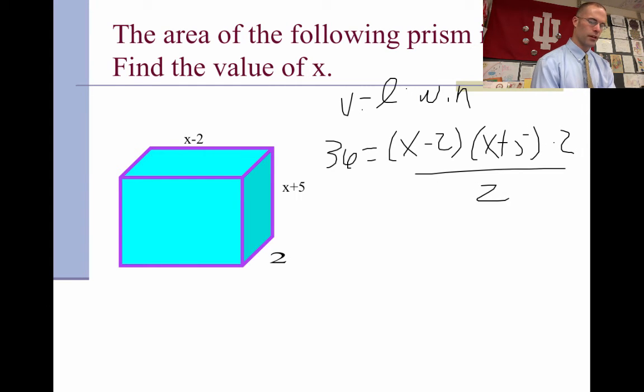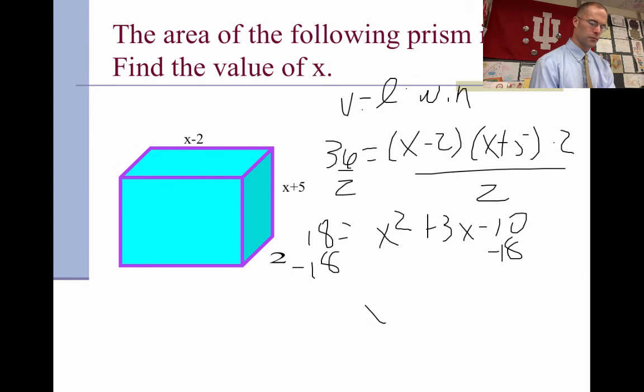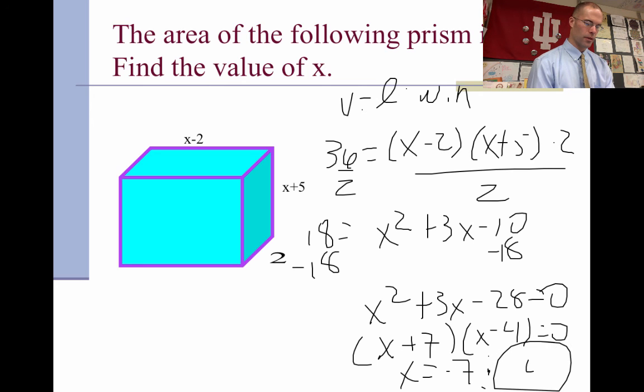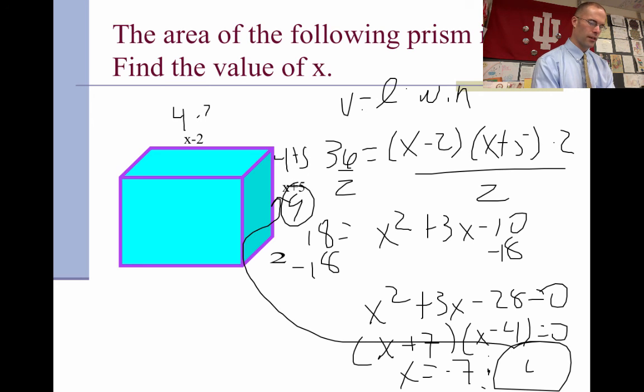So what I'm going to do here is divide everything by 2. So we've got 18 equals, we're going to go ahead and FOIL that. So that's going to give me x squared plus 3x minus 10. Subtract the 18. So we got x squared plus 3x minus 28. Factor. So that gives me x plus 7, x minus 4. So x equals negative 7 and positive 4, so only positive 4 works. So if that's 4, that means this is going to be 4 plus 5, so that's going to give me 9. 4 minus 2 is going to give me 2.